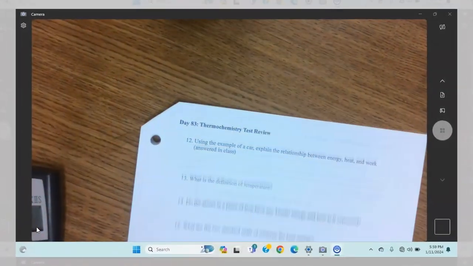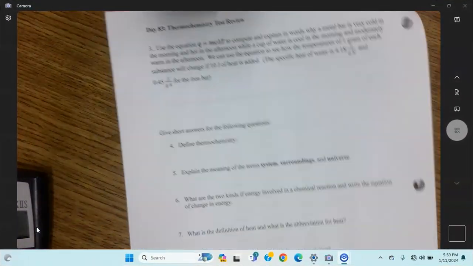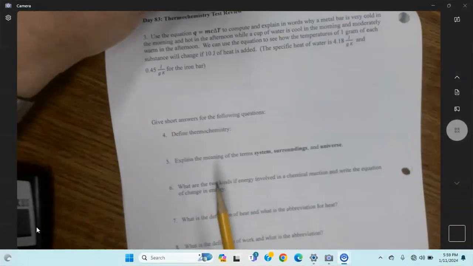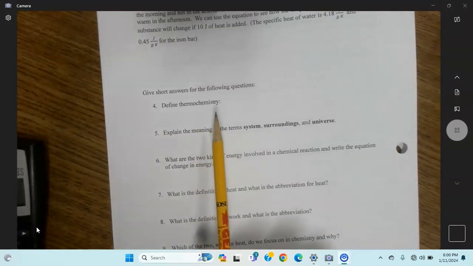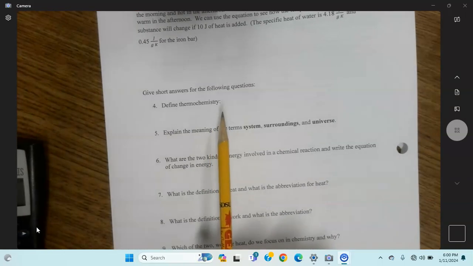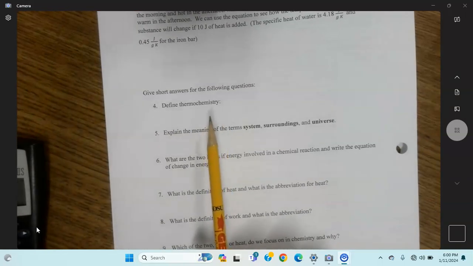All right, number 1 we did in class already. I'm going to skip past that. Okay, we answered all the questions. We answered all of these. I'm going to say them very quickly, though. Okay, thermochemistry is the study of heat coming in and out of a chemical reaction as a way of knowing the energy of that chemical reaction, how much energy is in the bonds.